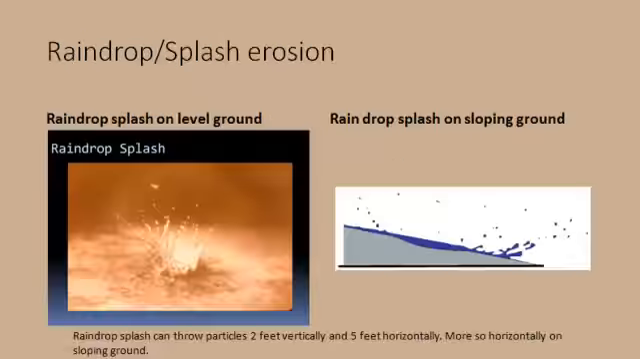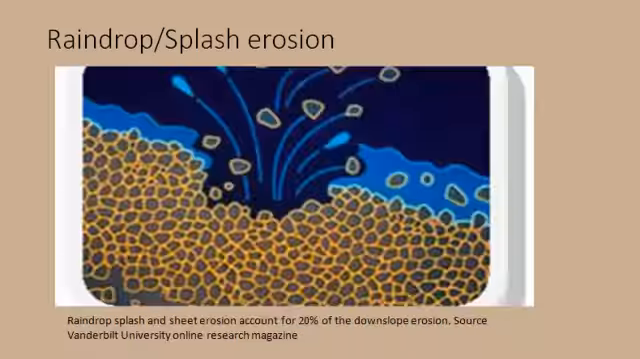Now, raindrop and splash erosion is the beginning of the water erosion process. And the takeaway here is the raindrop splash can throw the soil up to 2 feet vertically and 5 feet horizontally. And if you're on a sloping soil, it throws it a lot more horizontally. And here's another picture that shows you, notice the crater created by the raindrop impact. And you see more soil particles thrown down slope than up. And then as the surface is sealed, that sheet of water moves the broken soil aggregates down slope.